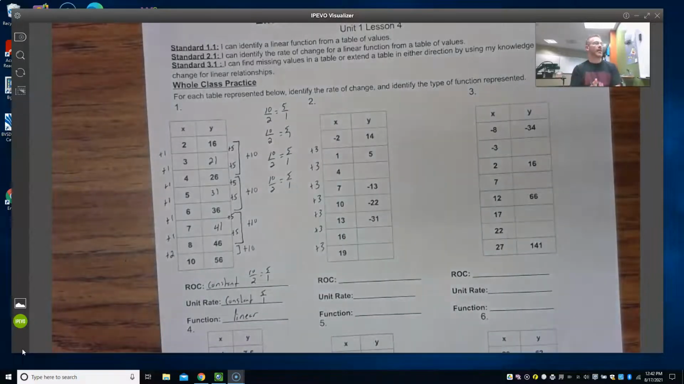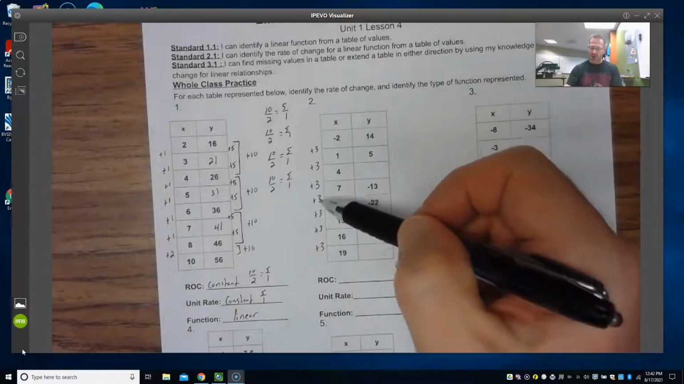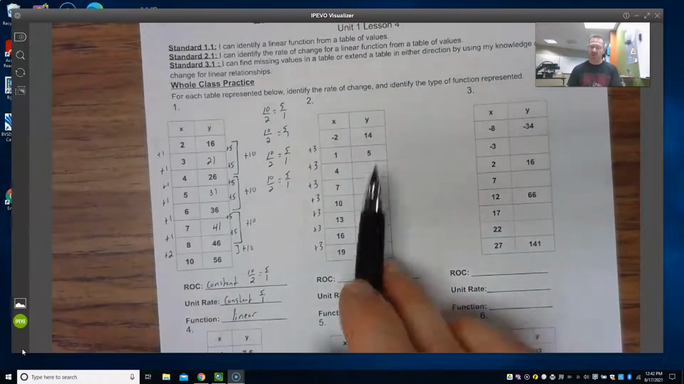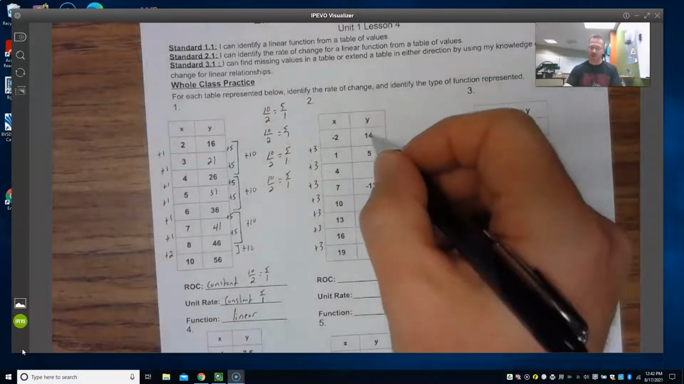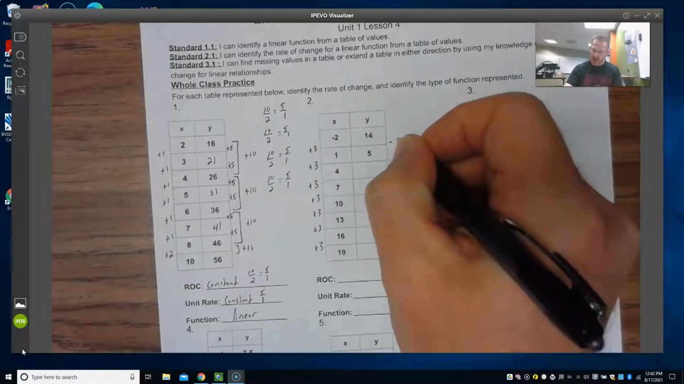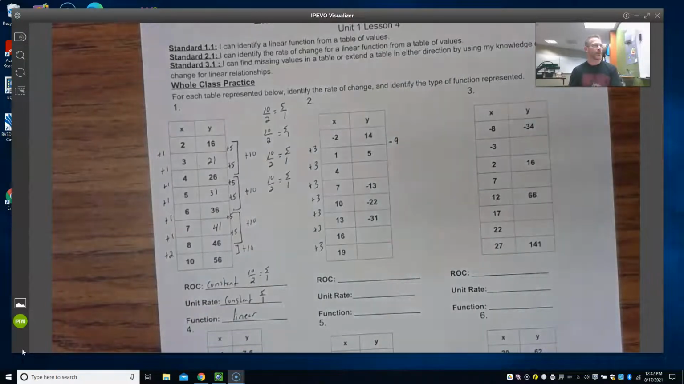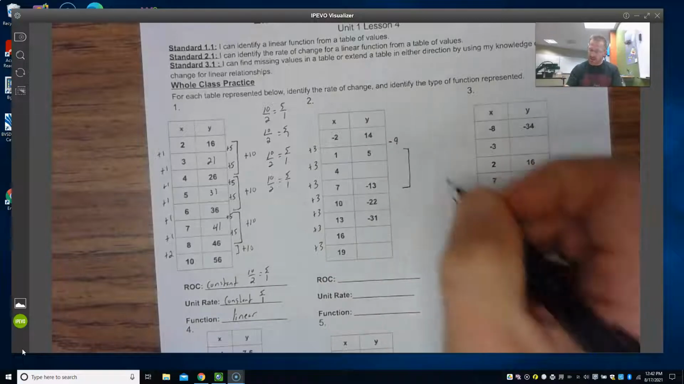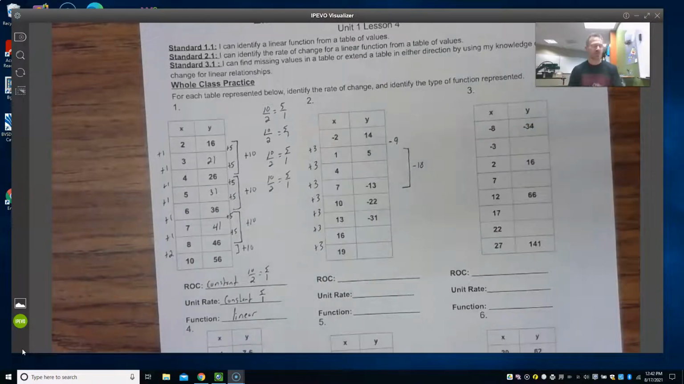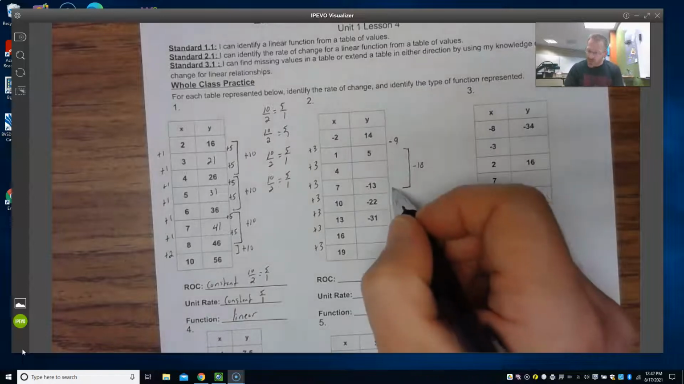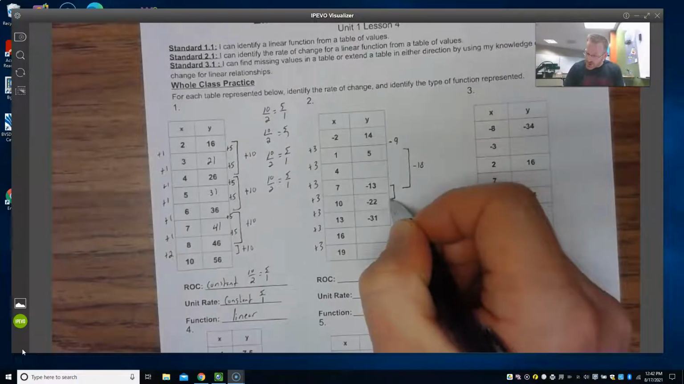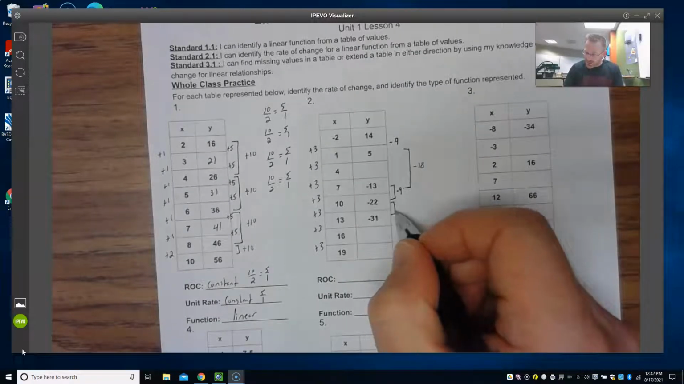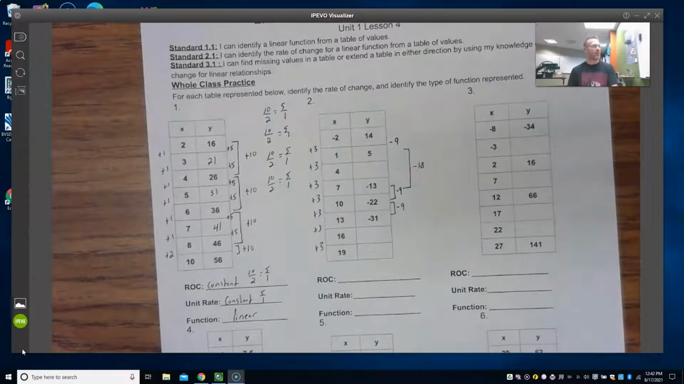I really like that, right? Because now this is all the same, versus here. Okay, so now let's look at what's happening with some of our y's. When I go from 14 to 5, I go down 9. And when I go from 5 to negative 13, I go down 18. It's a big jump there, right? And then when I go from negative 13 to negative 22, I go down 9 there. And then negative 22 to negative 31, I go down 9 there.